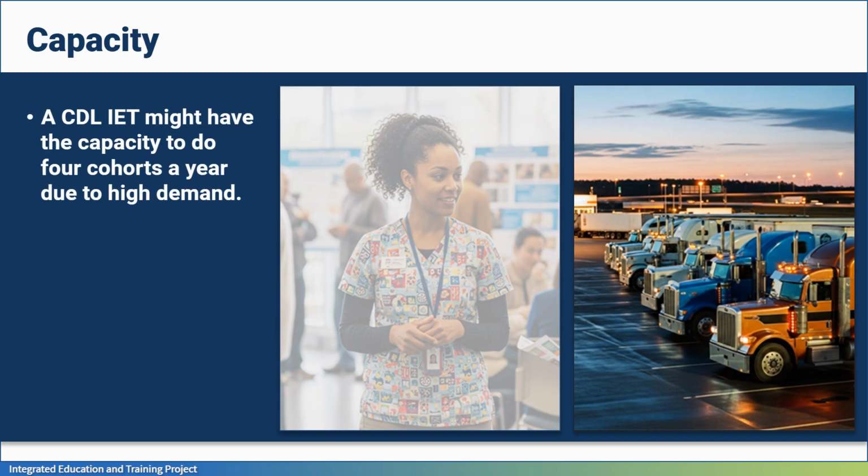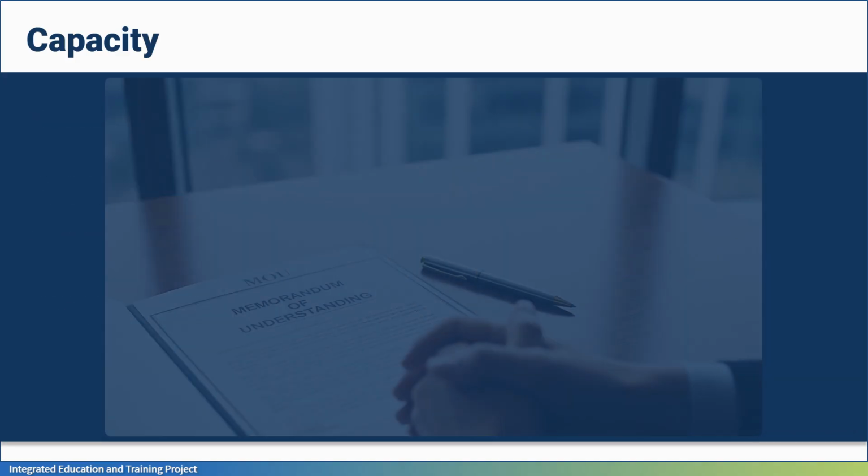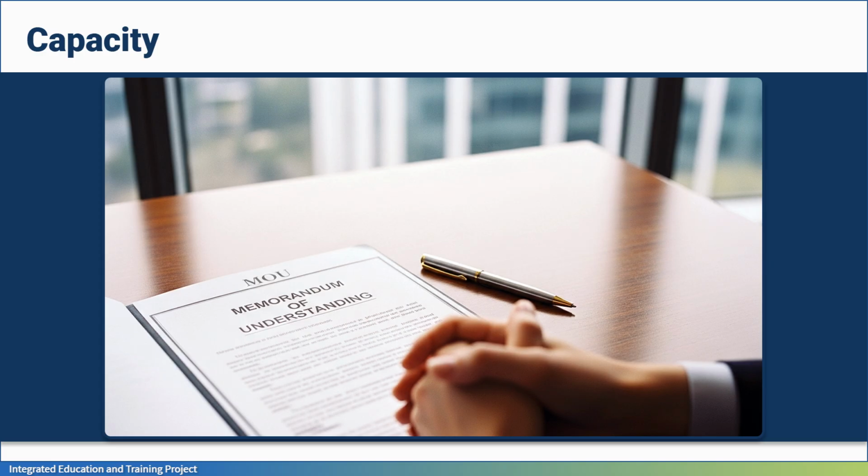A CDL IET might have the capacity to do 4 cohorts a year due to high demand and need for truck drivers, while the community health worker might only have 1 cohort due to fewer employment opportunities being available. You'll want to ensure that all partners are ready to commit to their responsibilities. Some IET programs might need an MOU, Memorandum of Understanding, or other official documentation signed by multiple partners to be able to begin and continue to run smoothly.